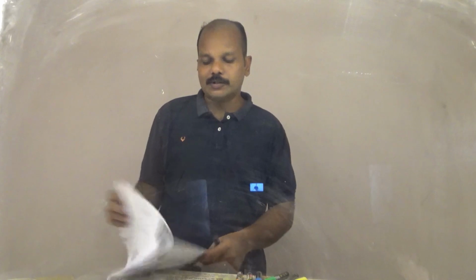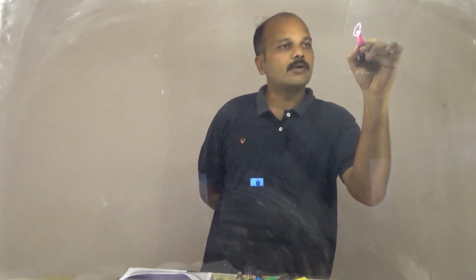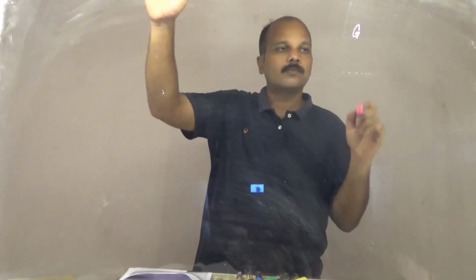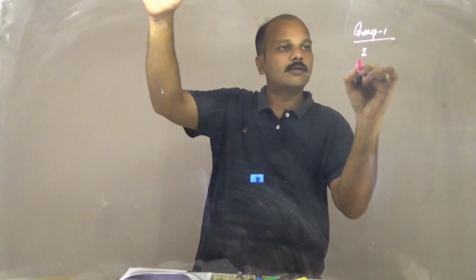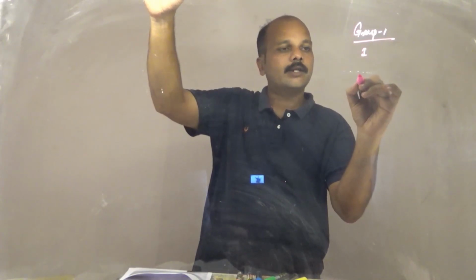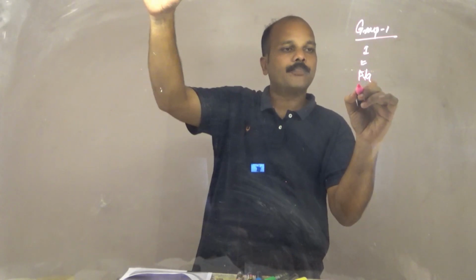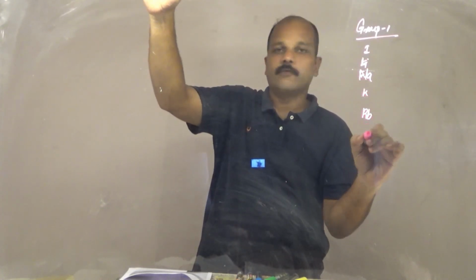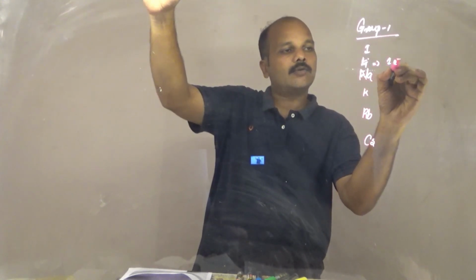For example, each element in a particular group will follow a particular valency. For example, group 1 is supposed to have valency 1. You can know from the elements: lithium, sodium, potassium, rubidium, cesium. These elements all have only one electron in the outermost shell.